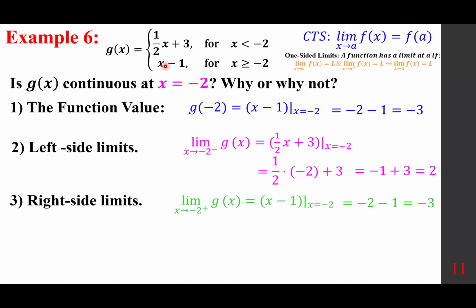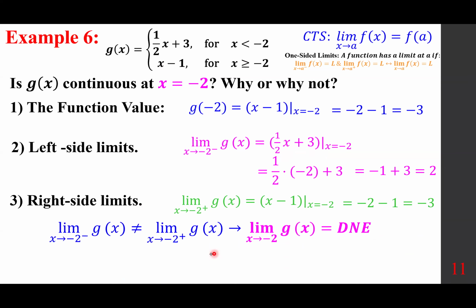Obviously, the left and right have different limits. The limit doesn't exist. If the limit doesn't exist, it's not continuous either. So the limit is not the same. The limit of g of x doesn't exist. Therefore, g is not continuous at x equals -2.